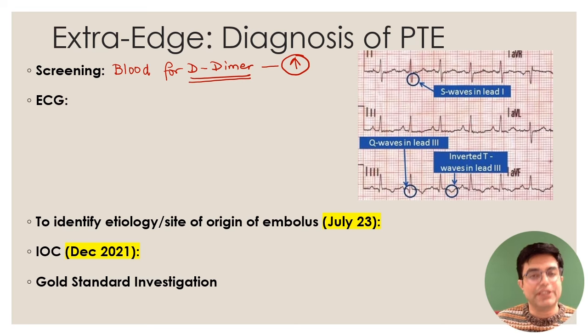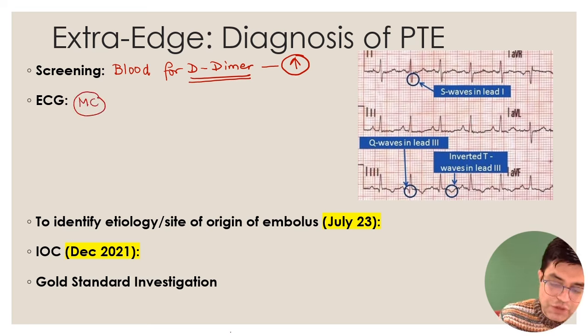Then we do a ECG in the patient. ECG में हमें दो चीजें मिलती हैं. First of all, what is the most common ECG manifestation? The most common ECG manifestation in the patient with embolism is sinus tachycardia. So sinus tachycardia is seen.